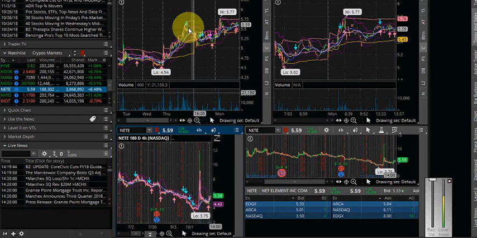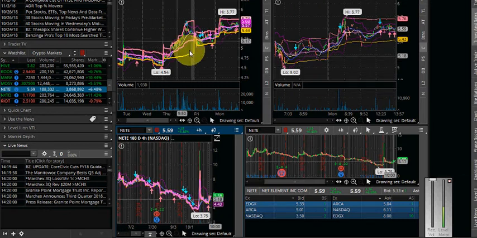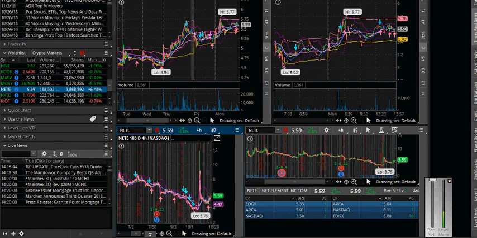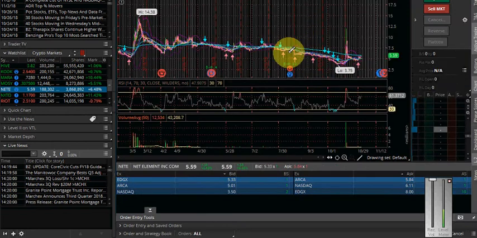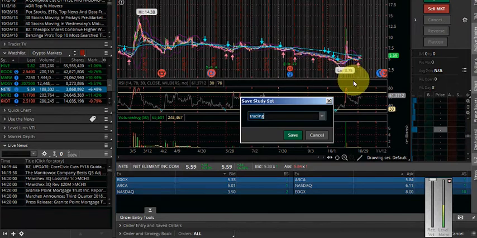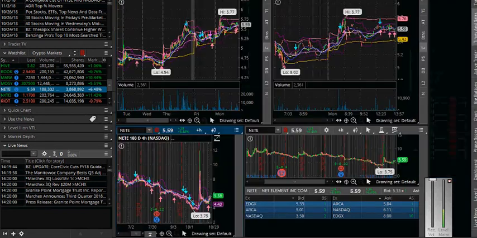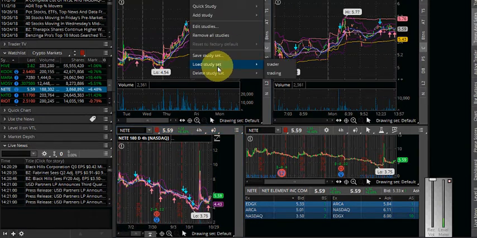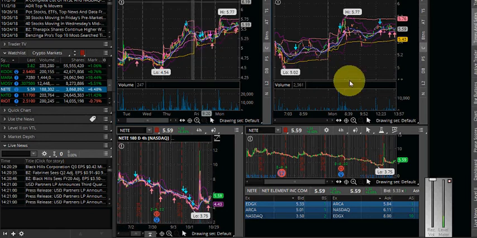As default, this will come without your studies. It'll come as just a basic chart. So to get your studies on here, first you'll want to go over to your regular chart, however you have your chart set up, and go up here to studies and save study set. Name it what you want to name it, and then you'll go over here to flexible grid, and on each one of these you'll go up to this little potion looking thing right here, go to load study set, and do that on each one and you'll be set up.